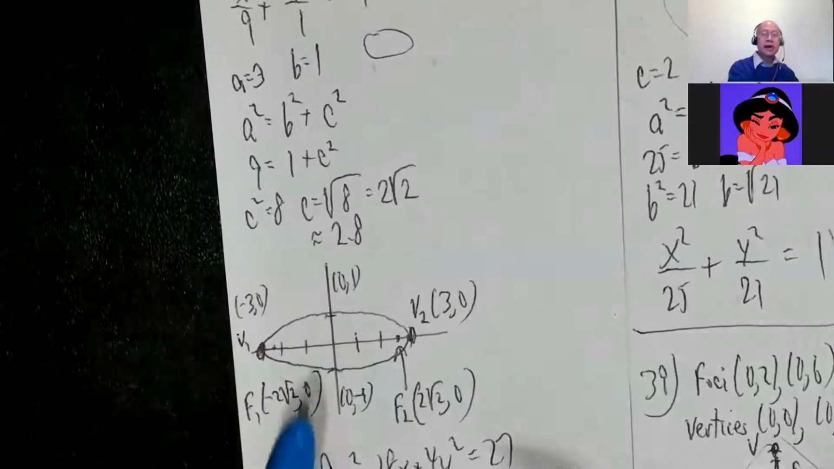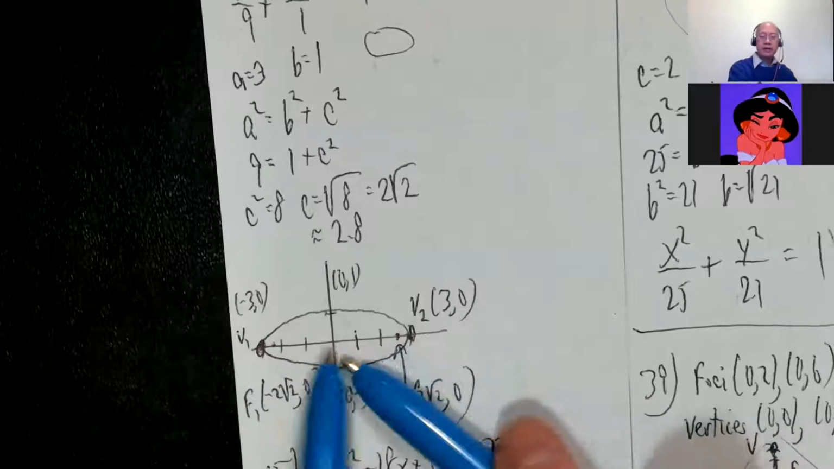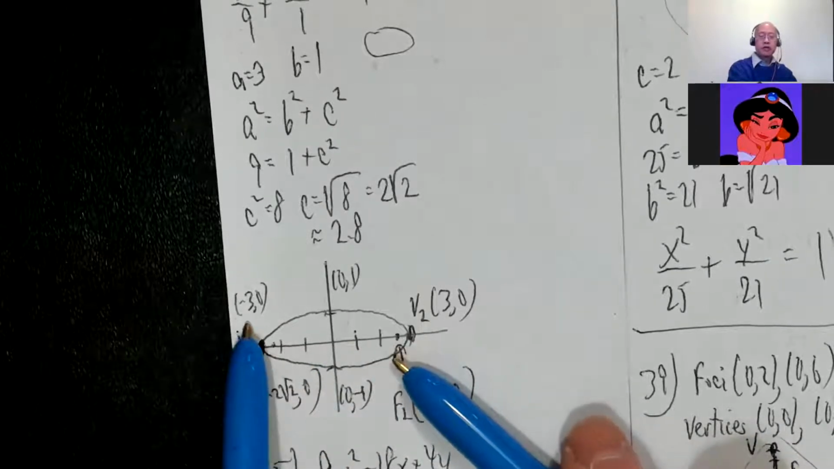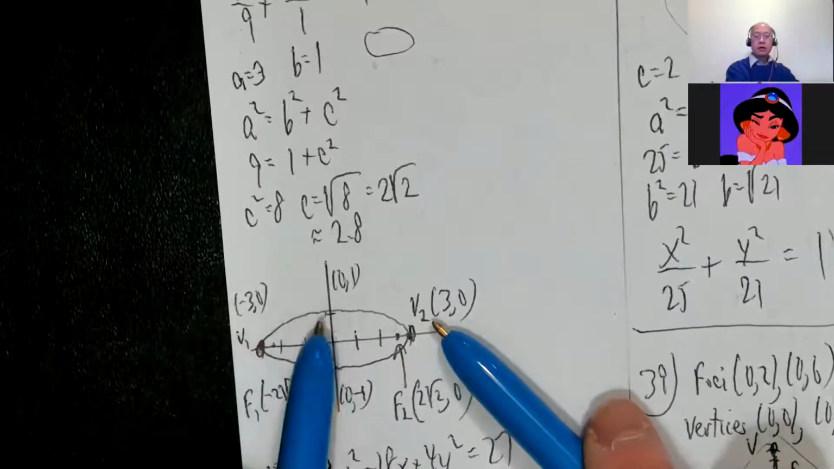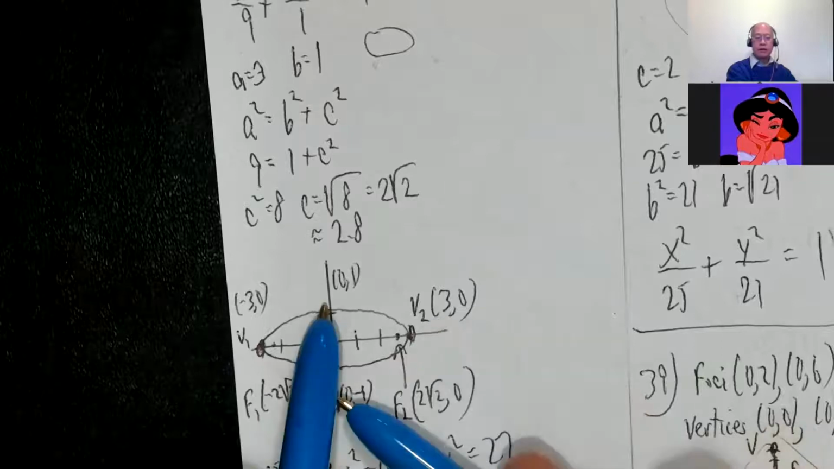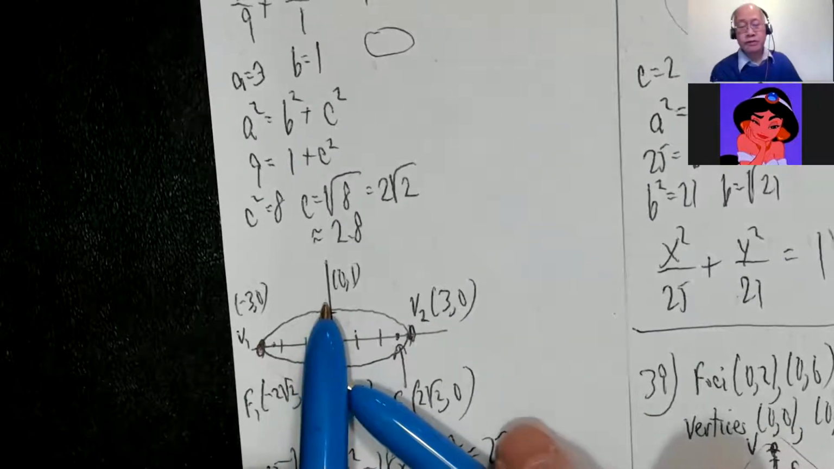Vertices are the endpoints of the major axis, the larger axis. So vertex 1 is negative 3, 0. Vertex 2 is 3, 0. This is 0, 1, and 0, negative 1, but they're not called anything. They're just the endpoints of the minor axis.